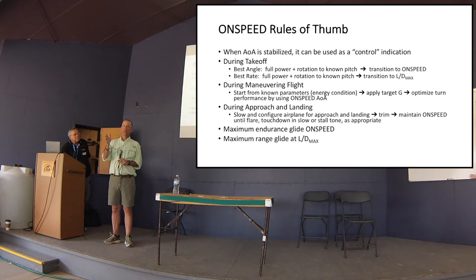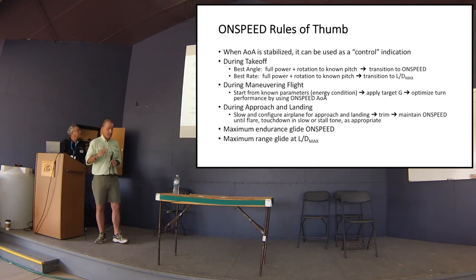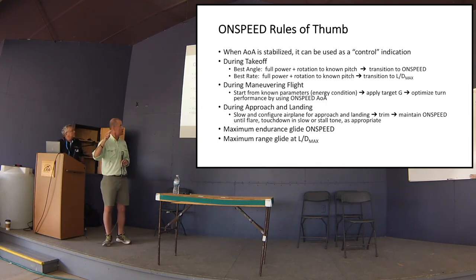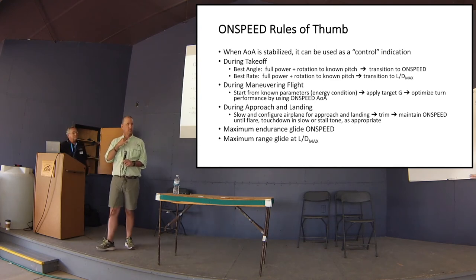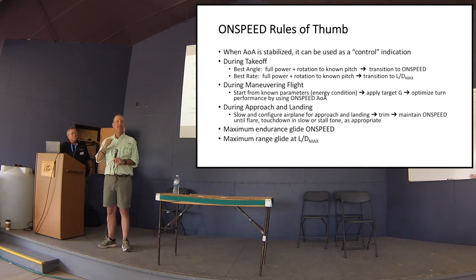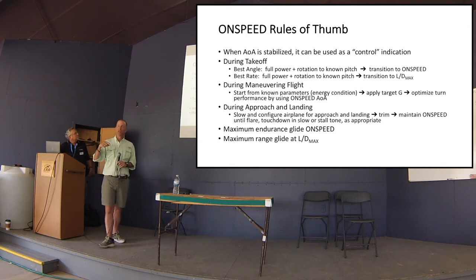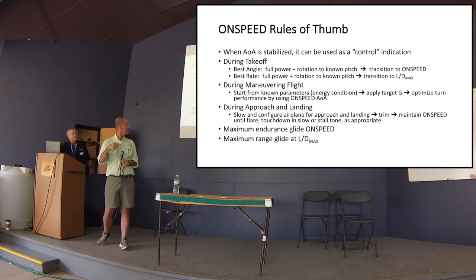Okay. So if you want a max performance takeoff, you pull the airplane off on speed, and then once you clear whatever obstacles, you accelerate out to elevated max, and then climb at elevated max if that's what you want to do. Okay. During maneuvering flight, you just start with a set of known parameters. You apply whatever your target G is, whether that's 3 or 4 Gs, and as soon as you hear on speed in the airplane, you catch it and you fly it. And then you decide what you want to do with your other airspeed and altitude parameters. But if you fly purely on speed, it'll always keep you honest.